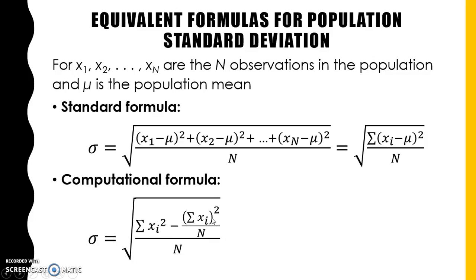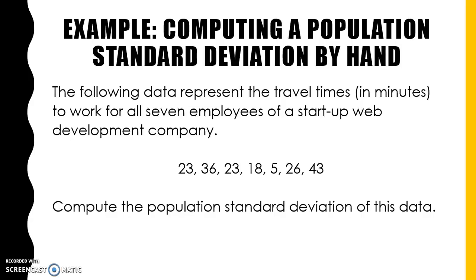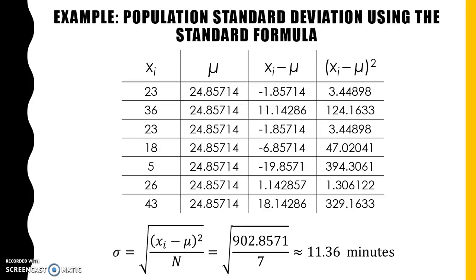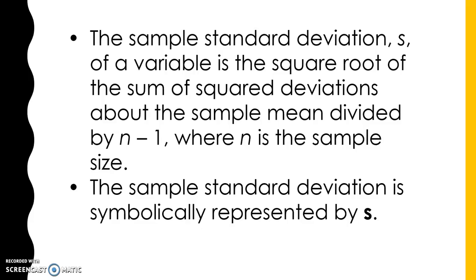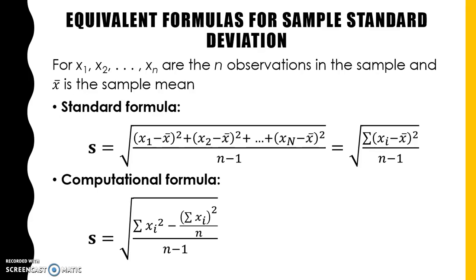And here's the computational formula. It's a little bit easier. Again, you don't have to do it by hand, but if you would like to, that's your option there. You can see the process here, and then using the computational formula. You can see they're a little bit different. For sample standard deviation, we represent that by the letter S. Instead of dividing by n, we divide by n minus 1. You can see it's the same formula, we're just dividing by n minus 1. The computational formula looks the same, except this is n minus 1.